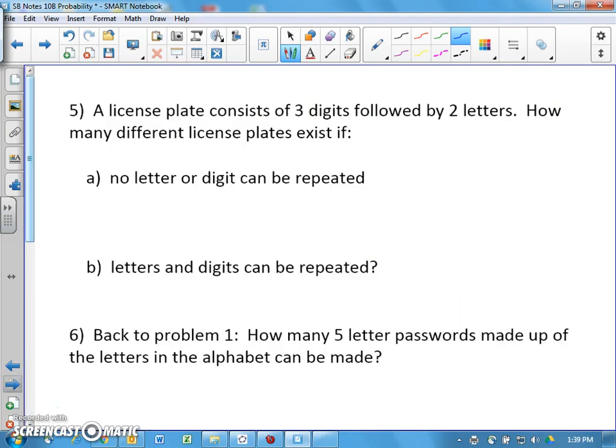Okay, so let's talk about license plates. This is another very typical combination kind of problem.